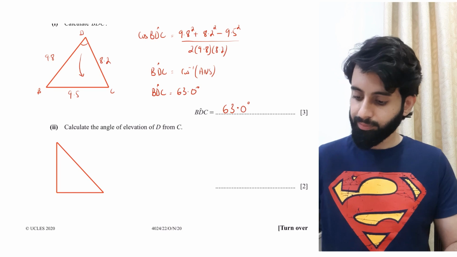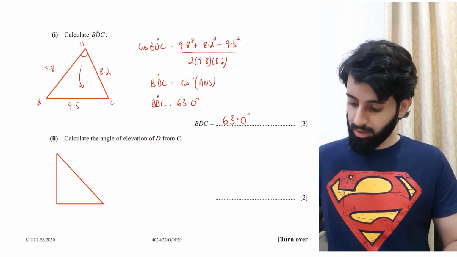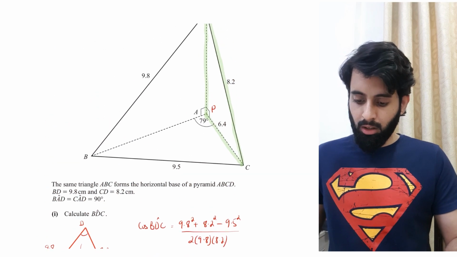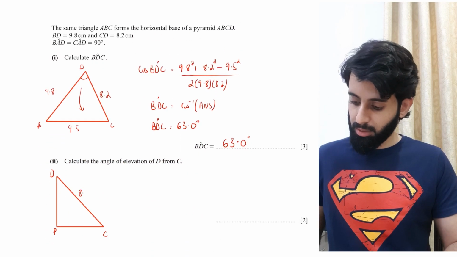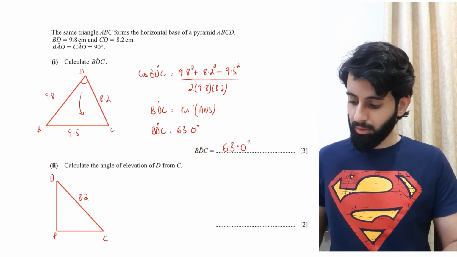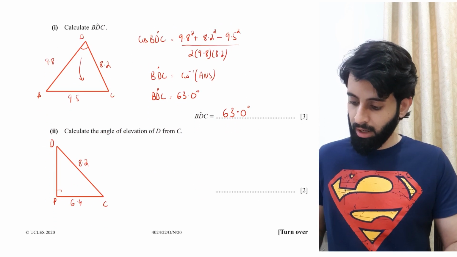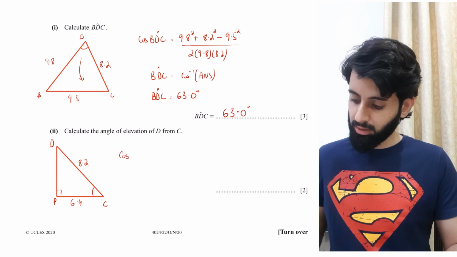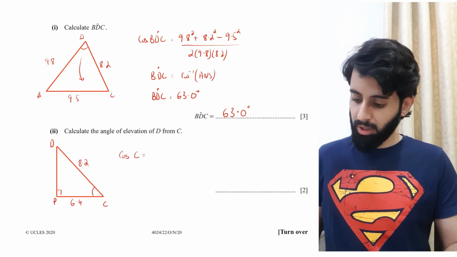There you go. Okay, so here's C, here's B, and here's D. So we have the hypotenuse, which is 8.2, and we have the adjacent, which is 6.4. This is the angle that we need to work out, so we're going to use cos. So cos of C is going to be equal to adjacent over hypotenuse.